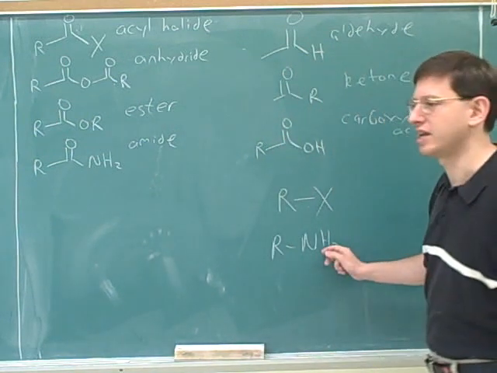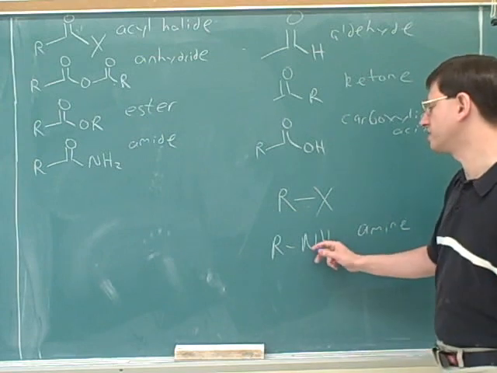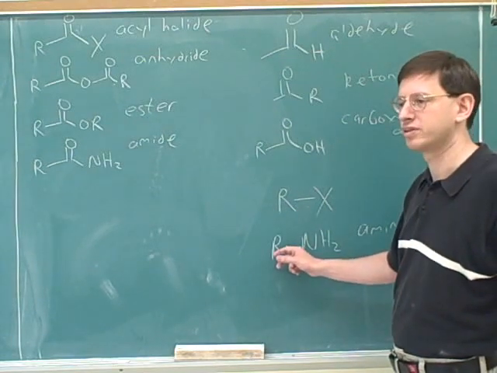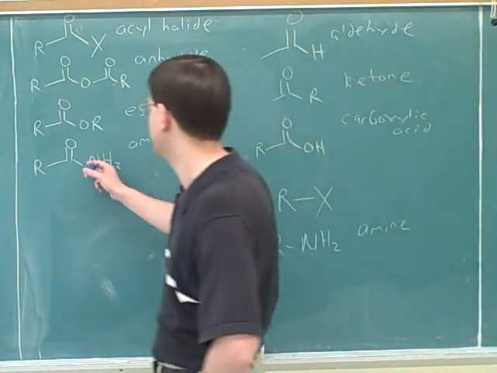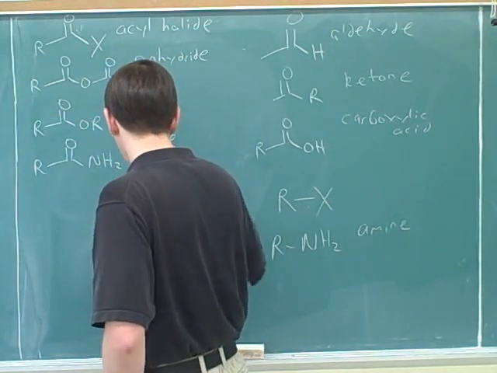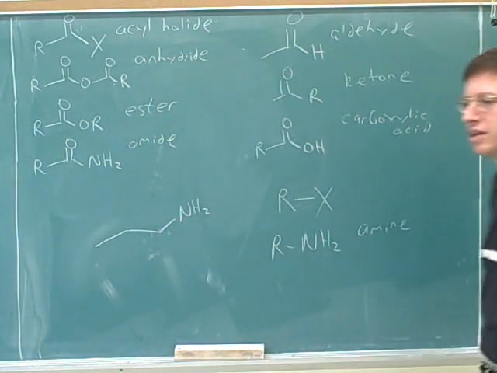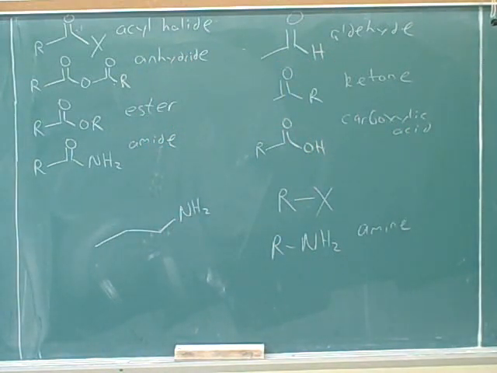So this would be an amine. An amine is a nitrogen just connected to a normal alkyl group. Whereas an amide is a nitrogen connected to an acyl group, to this carbonyl over here. To give a specific example, this would be an amine. Just a nitrogen with a normal carbon chain is an amine.